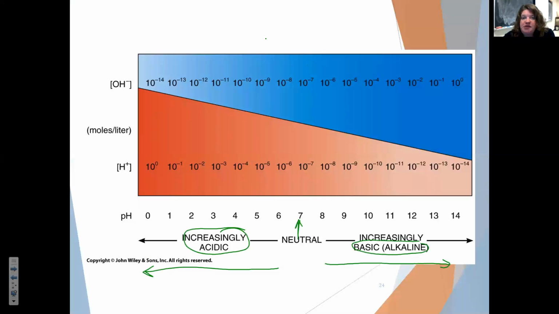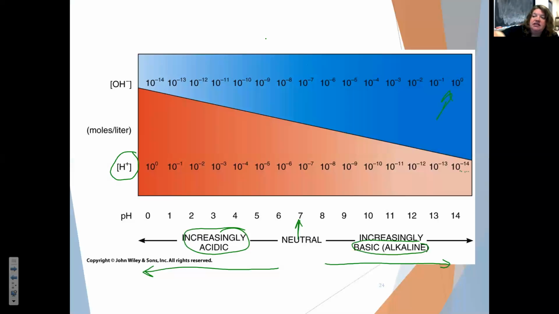This also helps me, kind of as a visual person, understand that the farther down this acidic part we get, the more hydrogen ion is in solution. And the further we get on this basic side, the less hydrogen ion we have because that hydroxide has taken it out of solution.